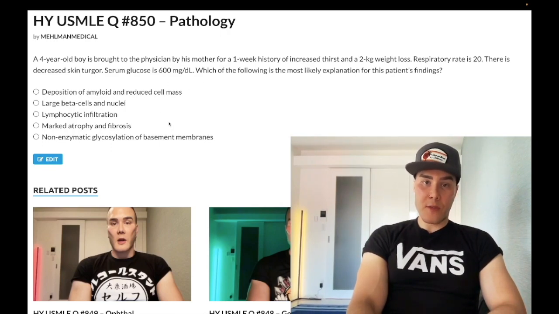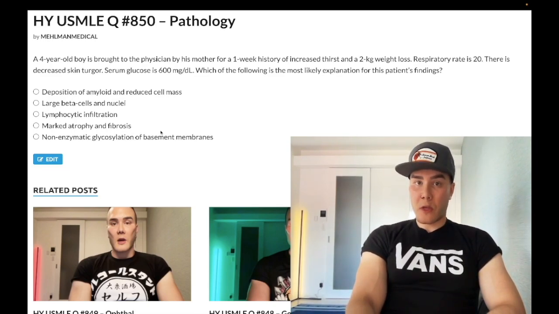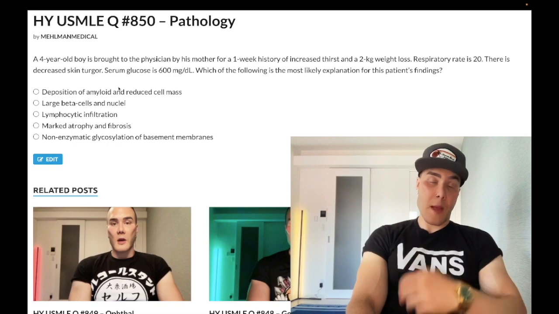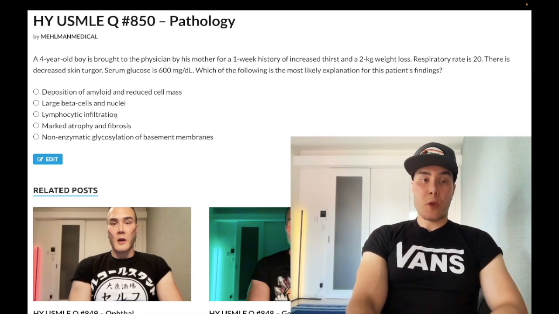So you do a biopsy of this pancreas in the same kid 5 years later, 10 years later, you're going to see atrophy and fibrosis. So short recapitulation: in acute type 1, lymphocytic infiltrate, T cell and antibody response; late type 1, atrophy and fibrosis. In type 2, however, you're going to have large beta islet cells and nuclei acutely. Late type 2, you're going to have reduced cell mass, amyloid infiltration, or amyloid deposition. So those are high yield answer choices for path for USMLE.